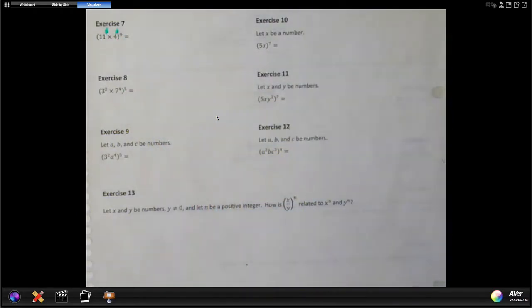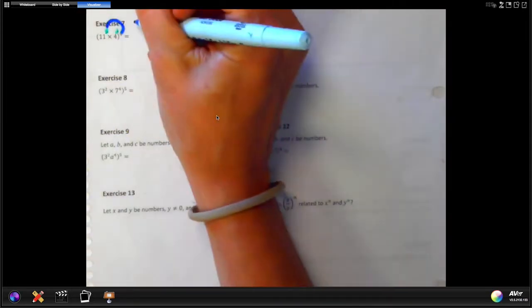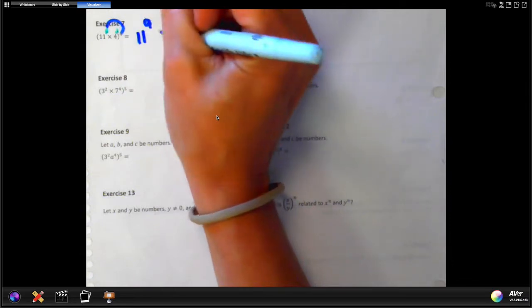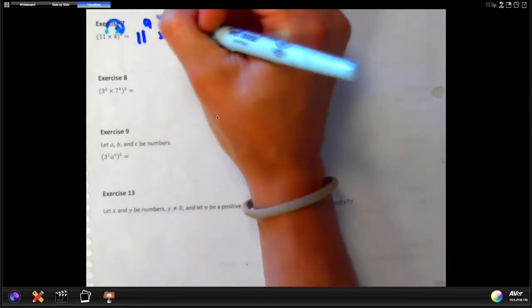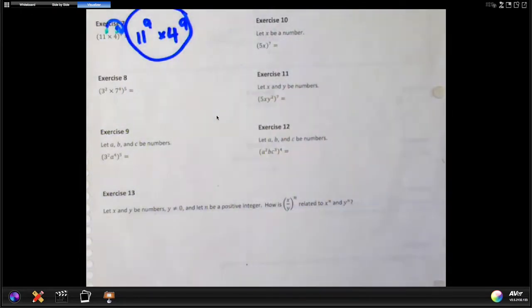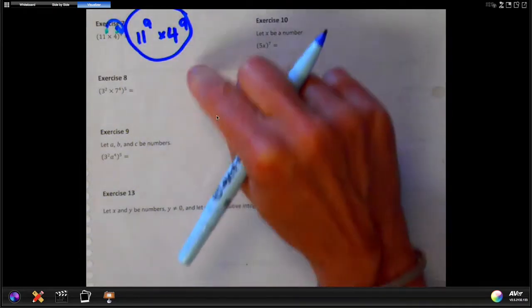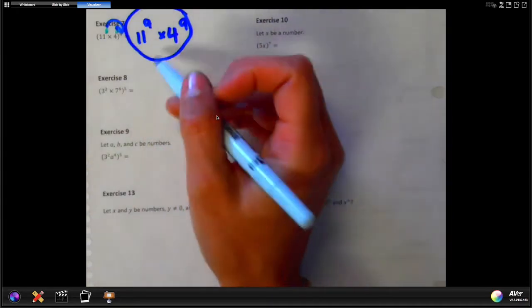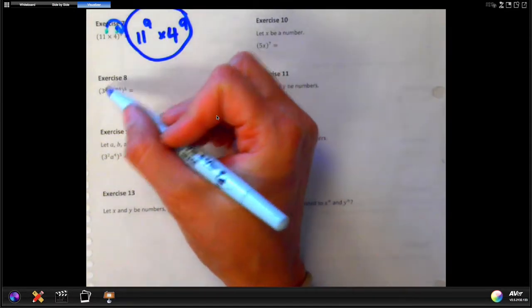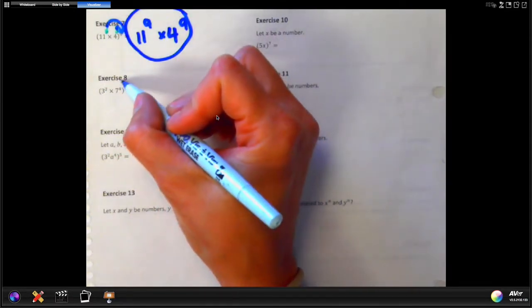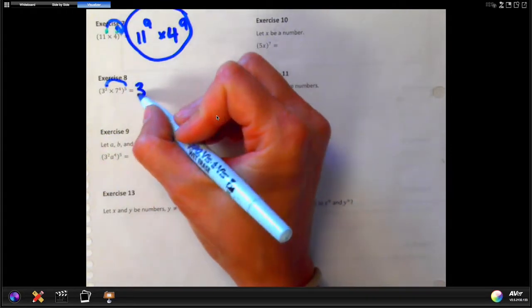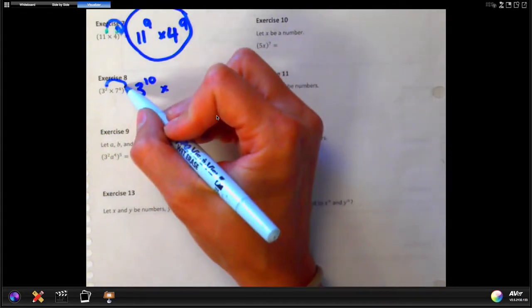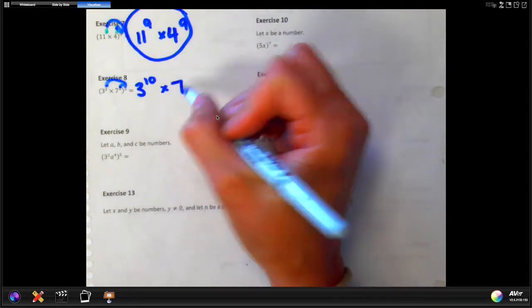Sorry, that marker is not very good, so I'll switch. So what we're doing is we're going to multiply the 9 by that 1 to get 11 to the 9th times, and we're going to multiply the 9 by that 1, 4 to the 9th, and we're going to leave it, okay? As we go further, we can simplify further, but for today, we want to write it in that exponential form. Exercise 8 then, very similar, only there's already exponents on our 3 and our 7. So we're going to multiply the 5 by the 2 to get 3 to the 10th. And then we're going to multiply the 5 by the 4 to get times 7 to the 20th.